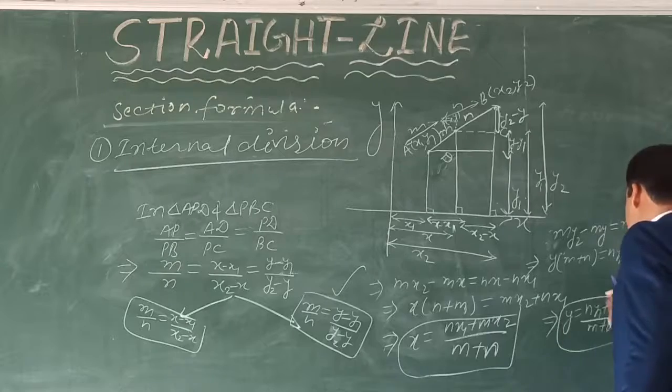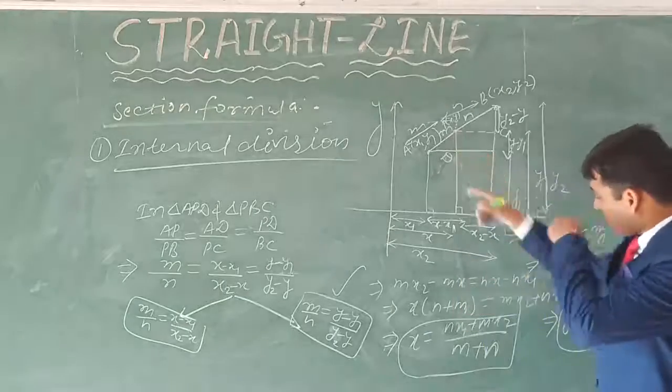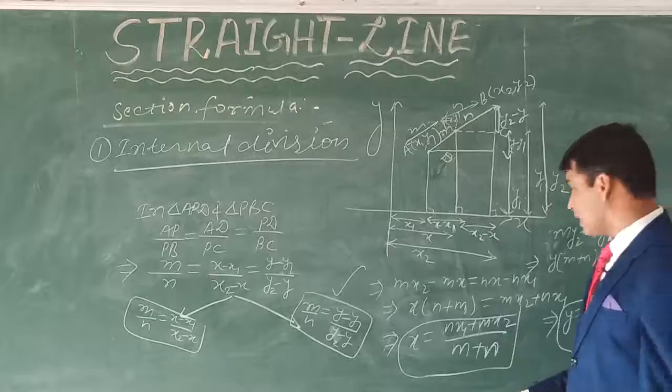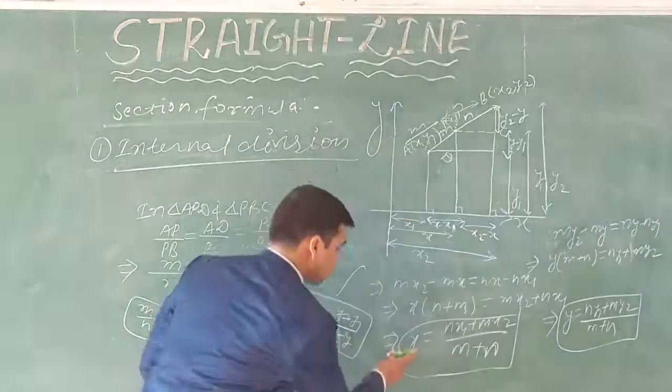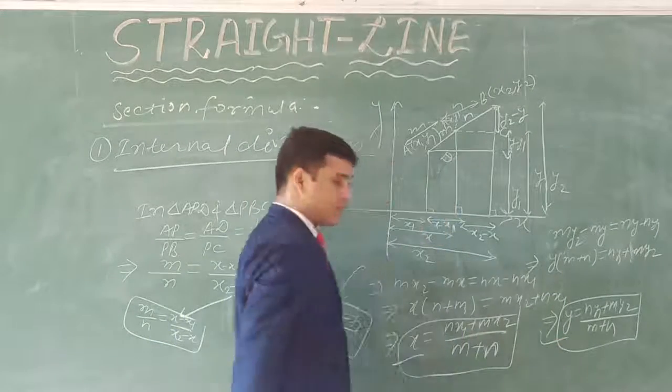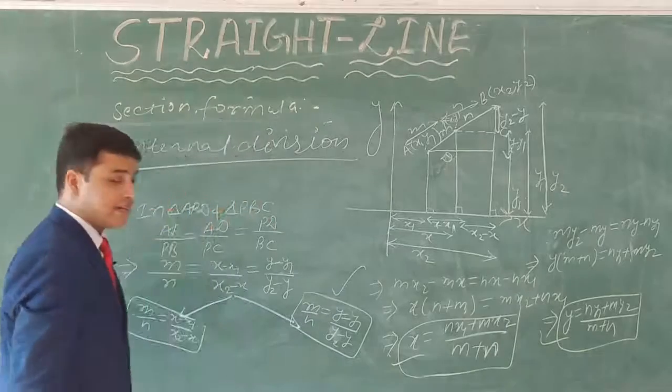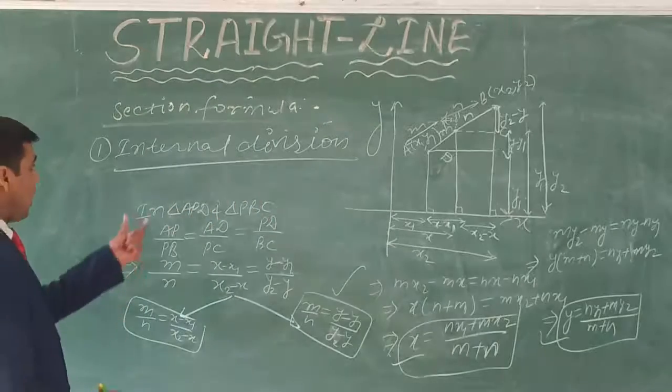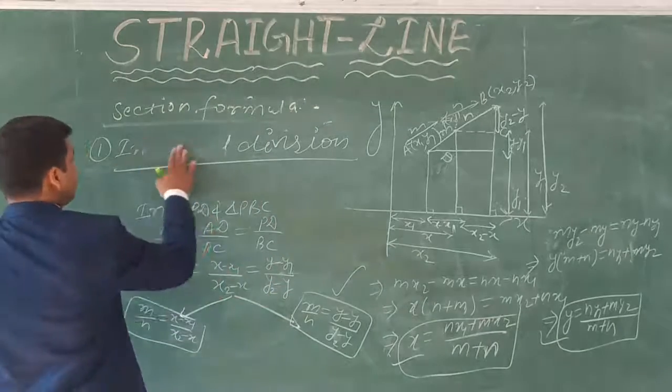Okay, so this is the P point. P point is nx1 plus mx2 divided by m plus n, and the y coordinate is ny1 plus my2 divided by m plus n. Okay, so our next heading is external division.